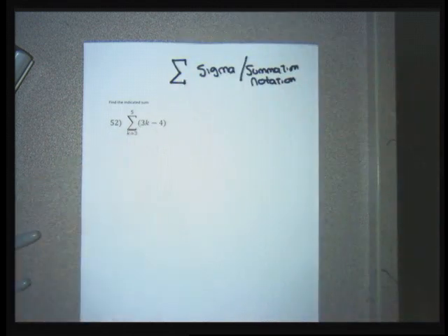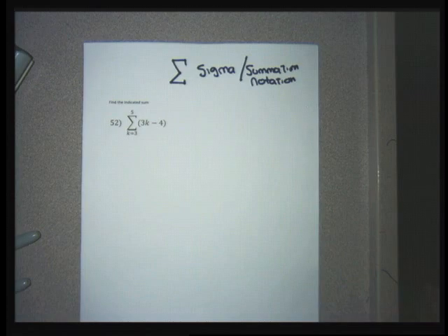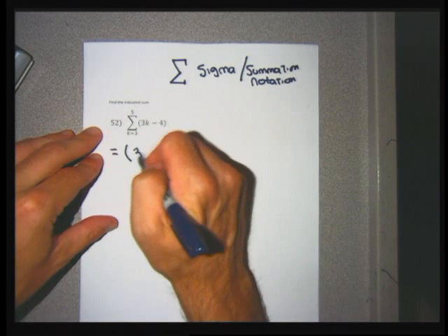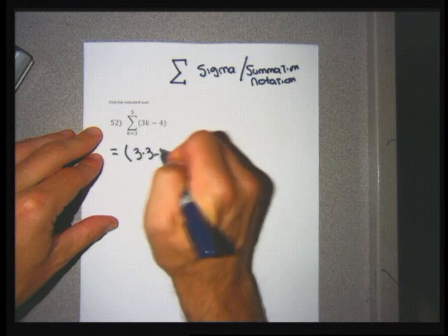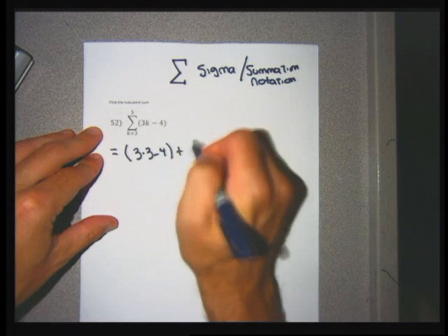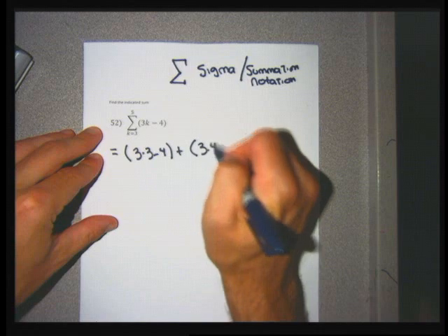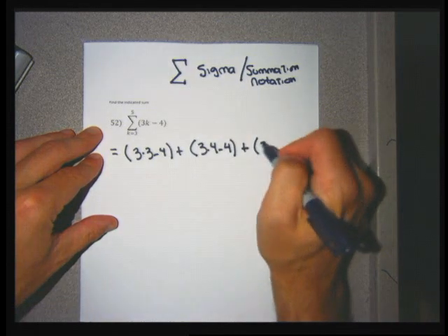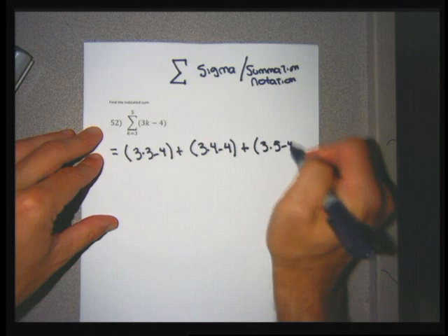But more than that, it's asking me to plug in 3 for k, then simplify, plug in 4 for k, then simplify, plug in 5 for k, then simplify, and then add up the results. So for this particular problem, what I'm supposed to do is take the number 3, plug it in for k, then take the number 4, plug it in for k, take the number 5, plug it in for k.